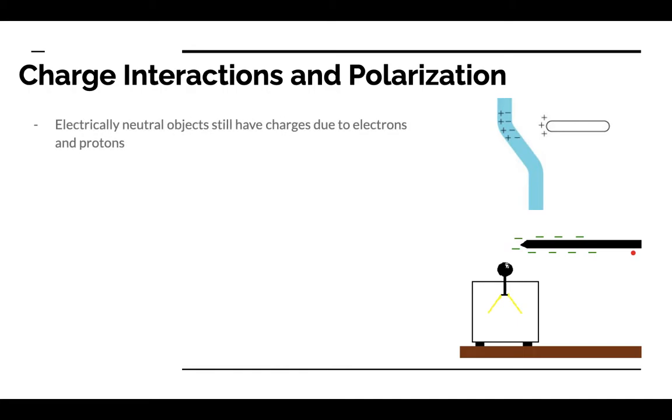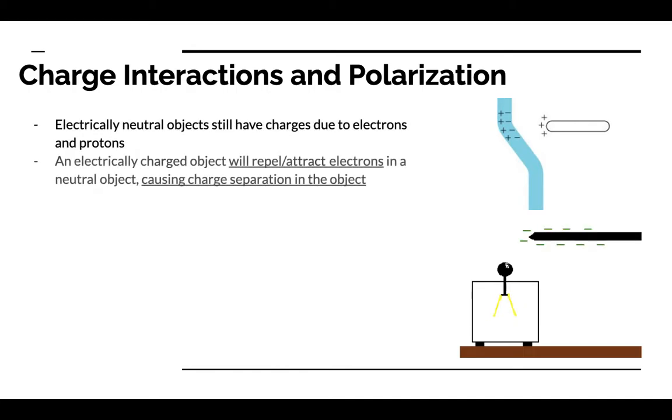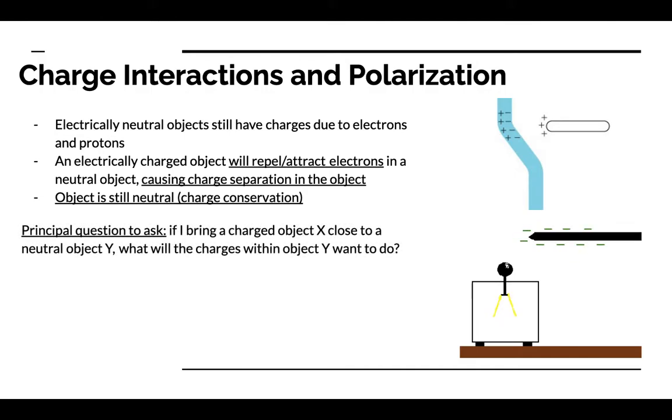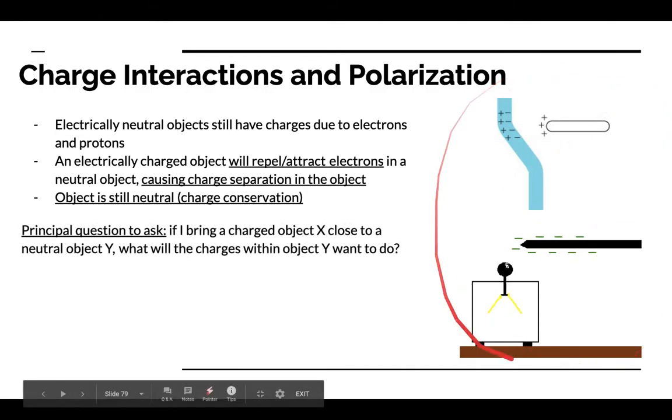Charge interactions and polarization. Electrically neutral objects still have charges due to the electrons and protons present. It just means that their net charge is equal to 0. An electrically charged object will repel or attract electrons in a neutral object, causing charge separation in the object. The object is still neutral by charge conservation. It's just that we've moved the electrons so that they're more dense in one part of our object than they are in another. And we'll illustrate with these examples in a second.